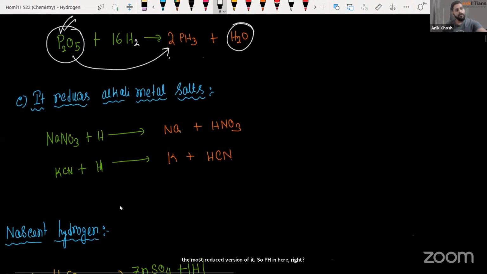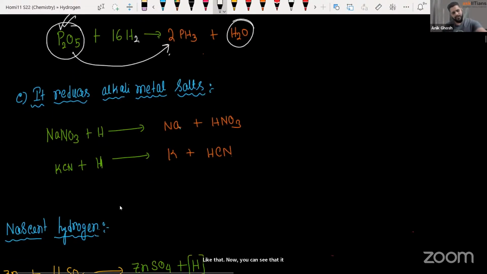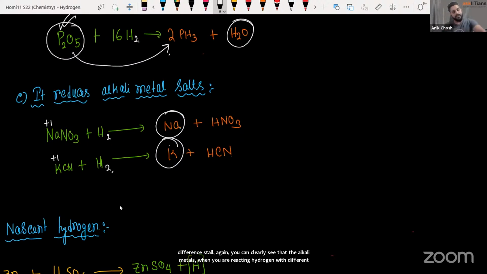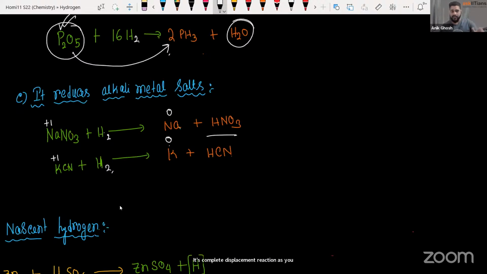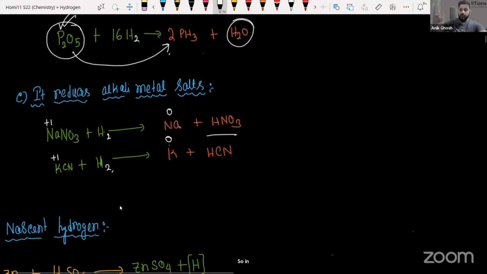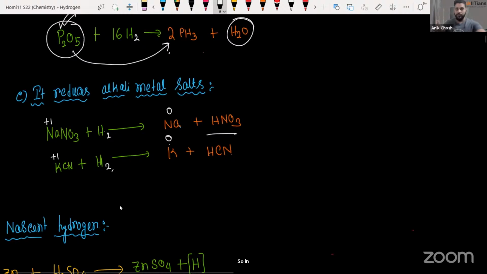Now I'm also showing you some reactions for the alkali metal salts and how they are reduced. Again, guys, the same thing. When you react hydrogen with different salts, the alkali metals also get reduced. How do we understand this? Sodium and potassium are in the +1 oxidation state, and at the elemental level they become zero. It is a displacement reaction, as you can see, with HNO3, HCl and the other product. So in a nutshell, hydrogen is very much reducing in nature.